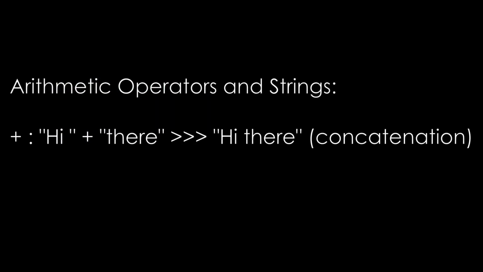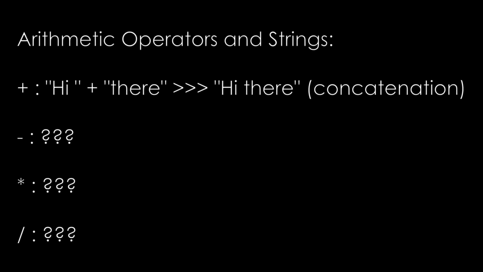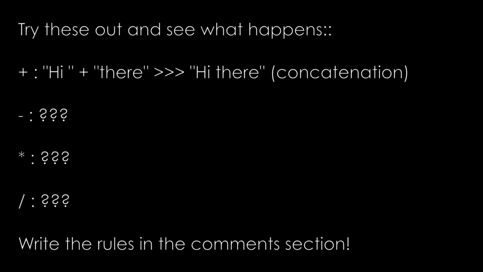Now take some time to play around with strings. We have seen that we can use the arithmetic operator for addition with strings, and it sticks them together in a process called concatenation. What about the other arithmetic operators, like the operators for subtraction, multiplication, and division? Try to use these on strings and see what happens. What are the rules for which operators we can use with strings? Write the rules in the comments section.